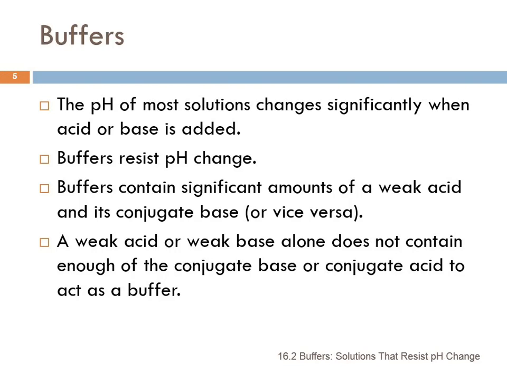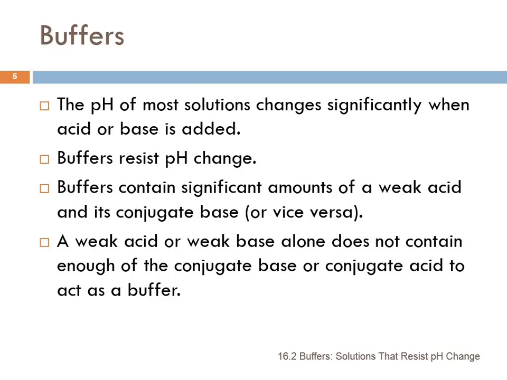Buffers resist pH changes. And buffers are solutions that contain significant amounts of a weak acid and its conjugate base, or vice versa. This is where, when you write it all out in words, it gets really long and confusing. And so I actually like this version better. So what, vice versa? Well, it could also be a weak base with the conjugate acid. Just a combination of a weak acid or base and its conjugate whatever. If you have significant amounts of both of those, then you have a buffer system.